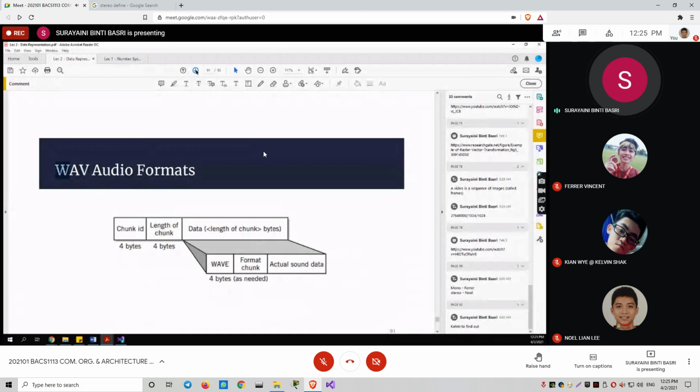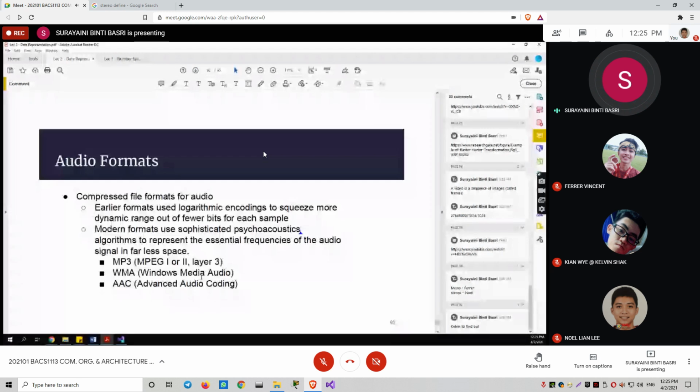So there are 3 types of compressed file format. Previously, WAV didn't compress, but WAV can also be stored in a compressed file format. So there are 3 types of compressed audio formats, which are MP3, WMA, and AAC.